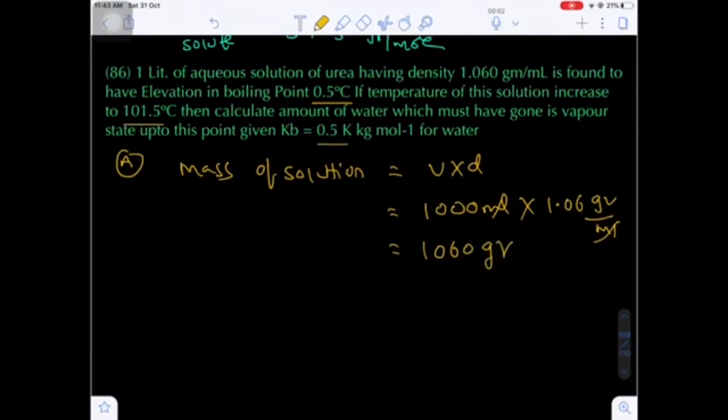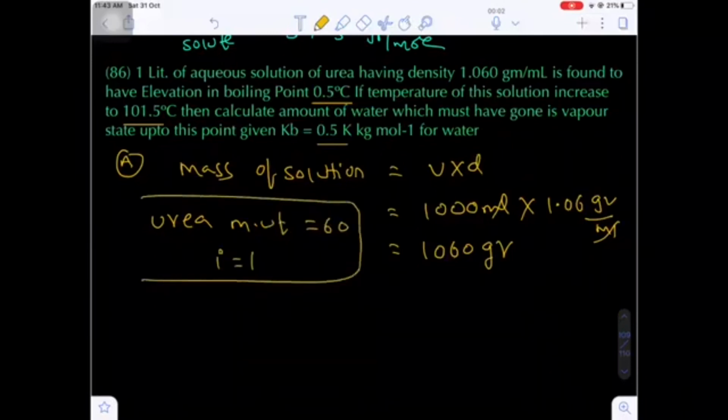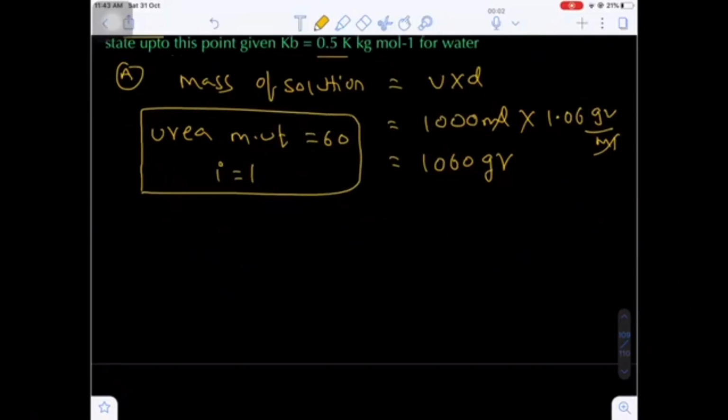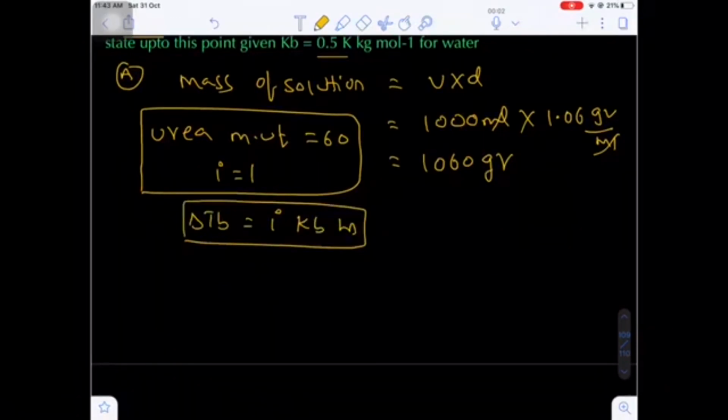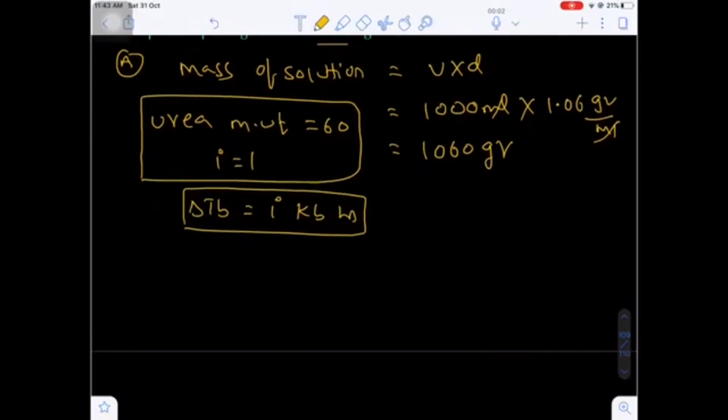Okay. Now here, urea, what is the molecular weight of urea? The molecular weight of urea will be 60 and urea is a non-electrolyte. So what is the iota value for urea? It is taken as unity. Okay. Now first of all, what is delta Tb? Iota Kb into molality. Here what is the elevation in the boiling point? First of all, given 0.5. So 0.5 degree Celsius or Kelvin equals iota 1 into what is the Kb value? 0.5. Now what is the molality?